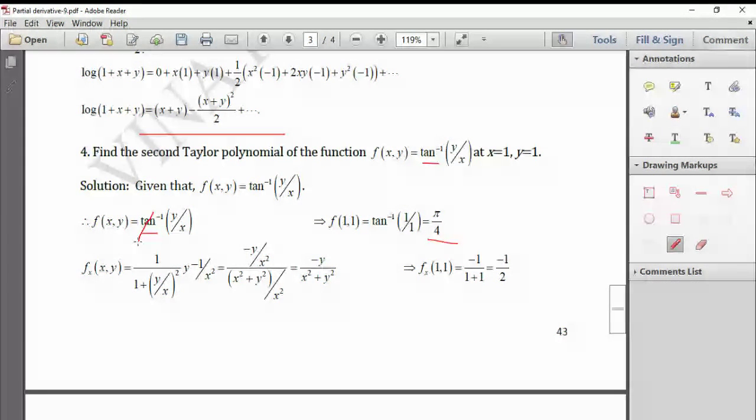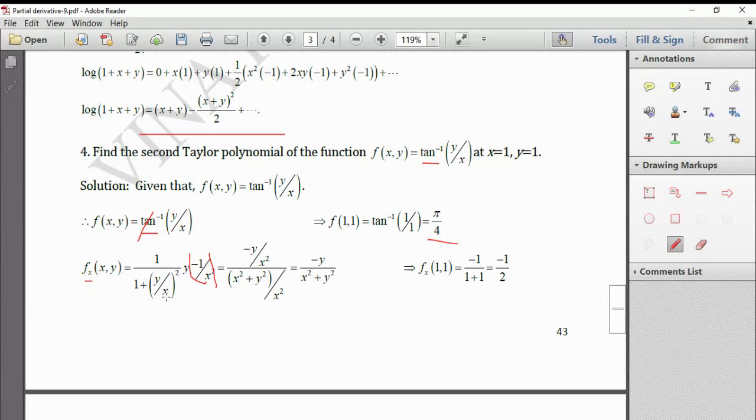Forget this tan inverse. Remaining is y by x. You are differentiating with respect to x. Therefore y is constant. So y remains as it is. Then what is the derivative of 1 by x? That is minus 1 by x square. Now minus y by x square comes in the numerator.